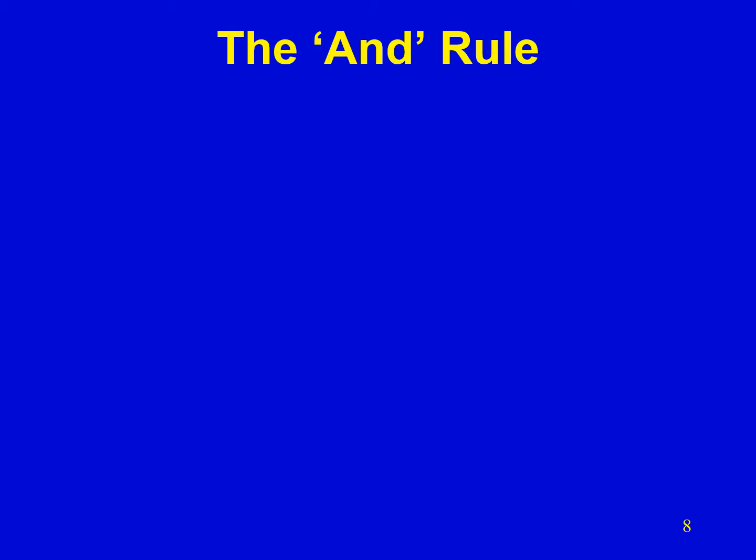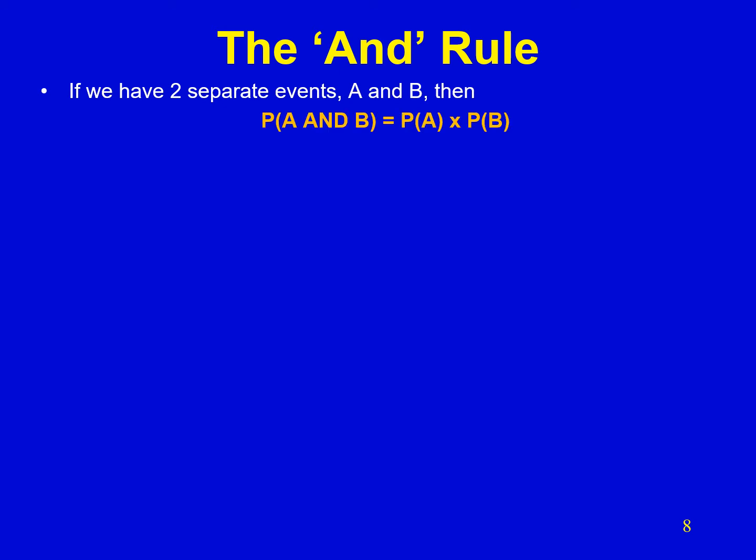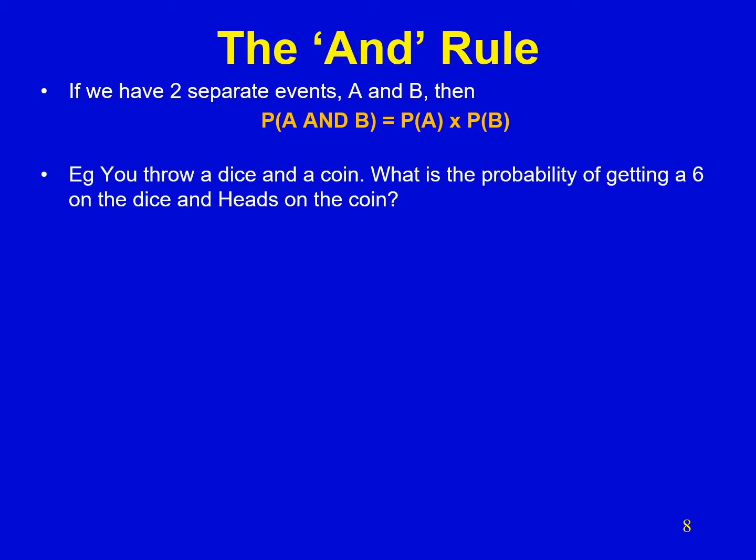Now let's have a look at the AND rule. If we have two separate events, then the probability of A and B both happening is the probability of A multiplied by the probability of B. For example, you throw a dice and a coin. What is the probability of getting a 6 on the dice and heads on the coin? Using our rule, the probability of getting 6 and heads is the probability of getting a 6 multiplied by the probability of getting heads. So it's going to be 1/6 times a half, which is 1/12.